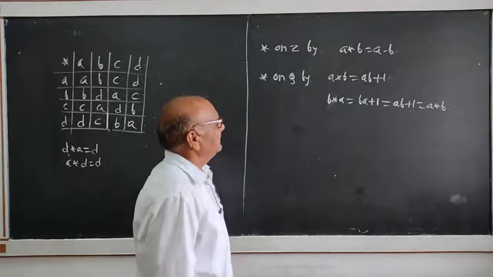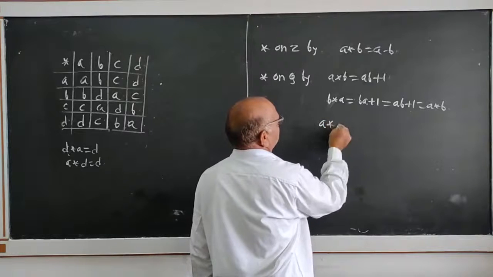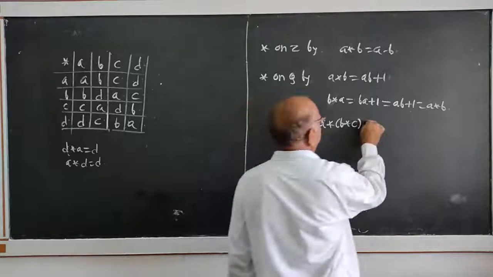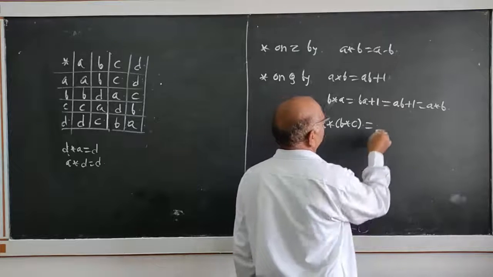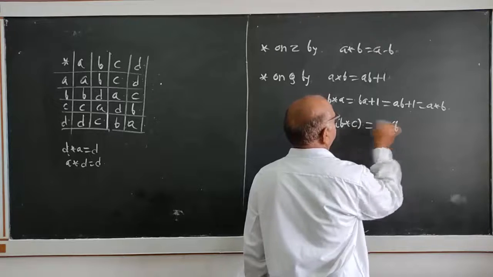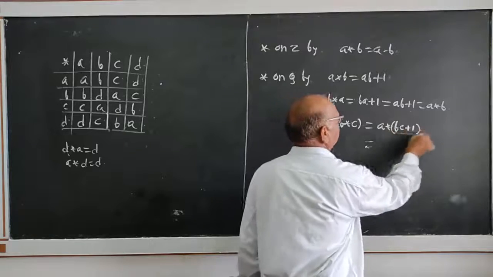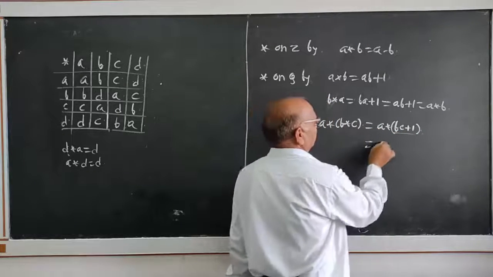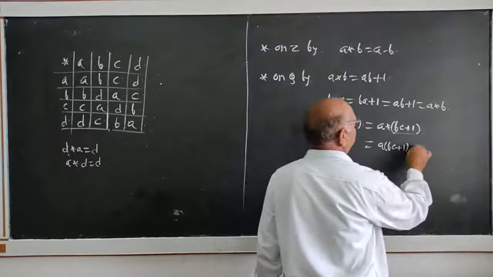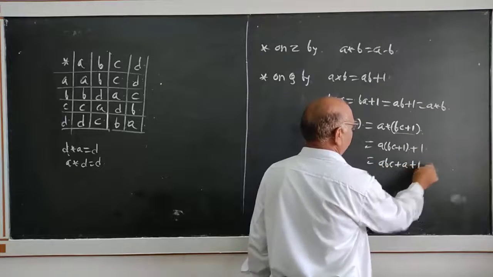But here it is not associative. Now check A star (B star C). This is equal to A star (BC plus 1). Again this is one element and this is another element. This is ABC, A(BC) plus 1, again plus 1. This gives ABC plus A plus 1.